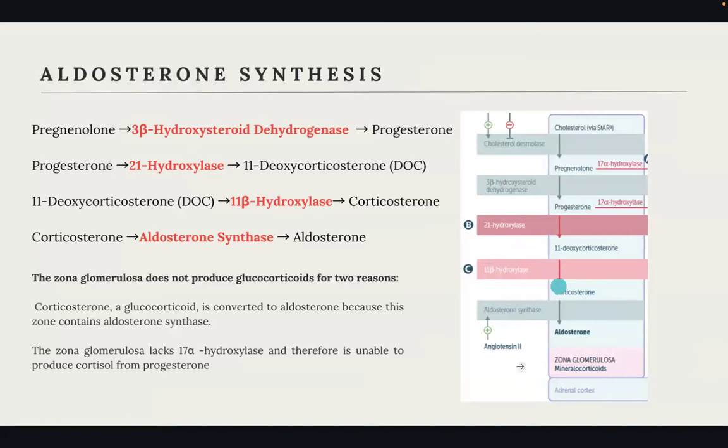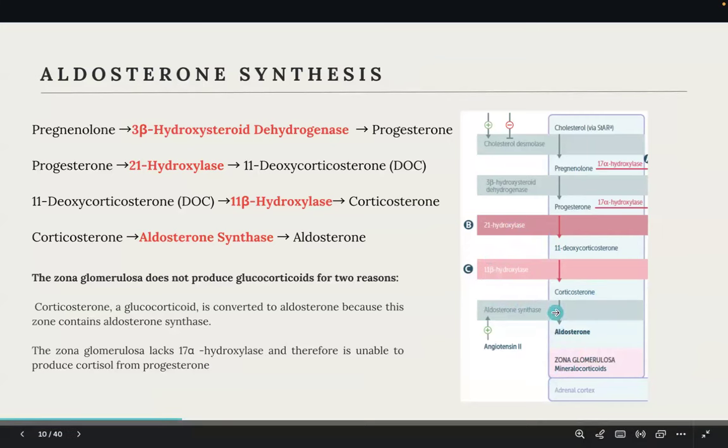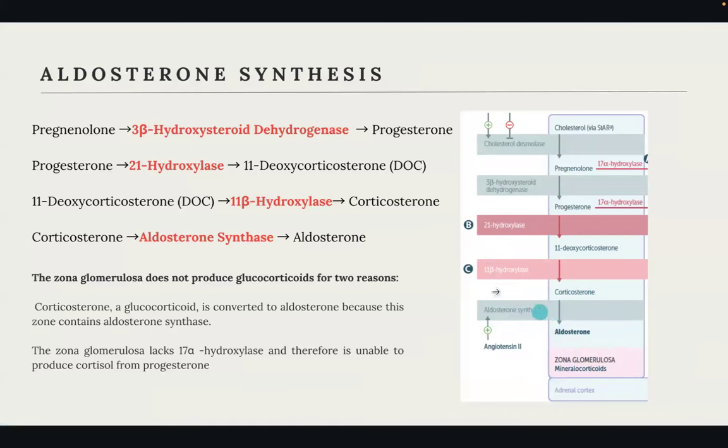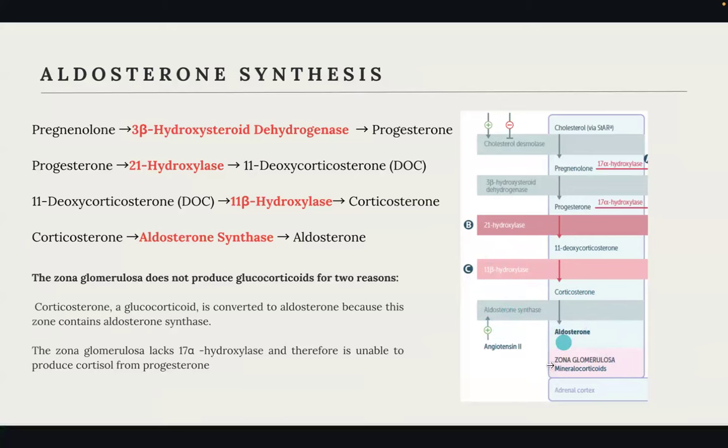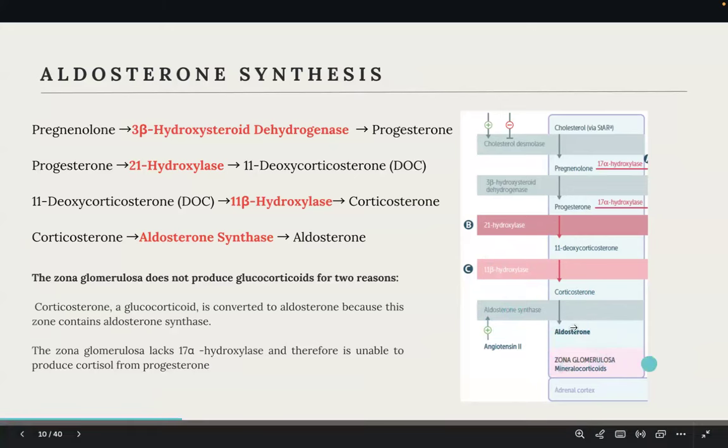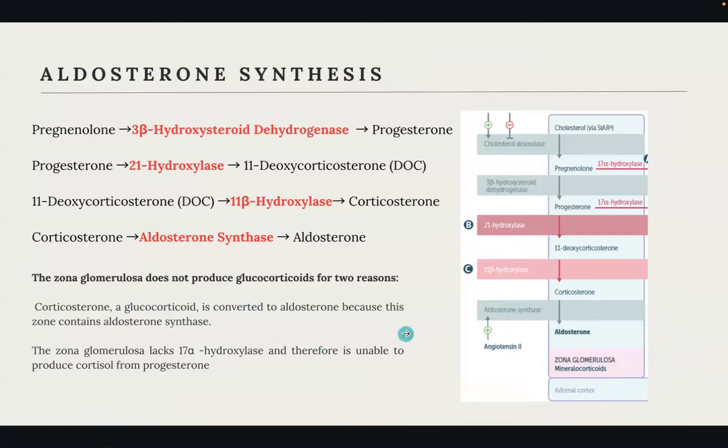Corticosterone will then undergo the final step, which is only found in the zona glomerulosa because of the aldosterone synthase to create aldosterone, which is why we can't create aldosterone in any of the other layers. It's specific to the zona glomerulosa. Now, this will make a bit more sense after we discuss cortisol. I'll be back to it.